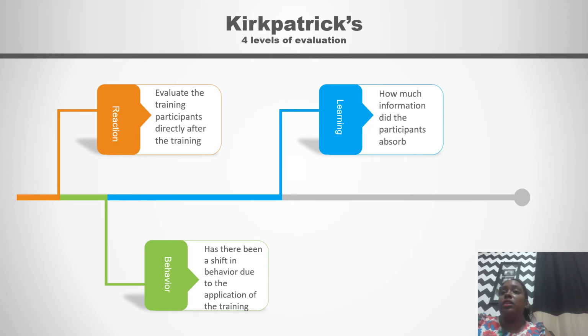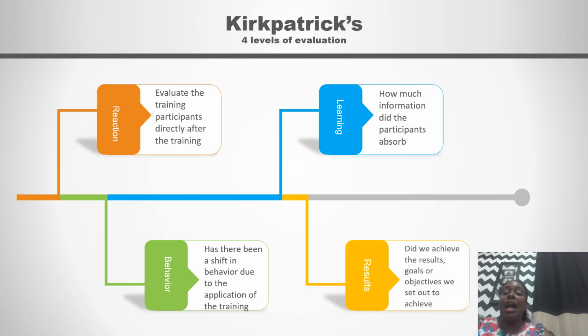So there are 4 levels. The first level is reaction. And this is exactly how it sounds. We're evaluating the training participants directly after the training. This typically happens with some type of survey that you ask them to complete. And you are evaluating the reaction to quite a bit of the components. The training itself, the venue, their trainers or facilitators, they're going to be evaluating those people, and you're going to be looking for their reactions to those individuals.